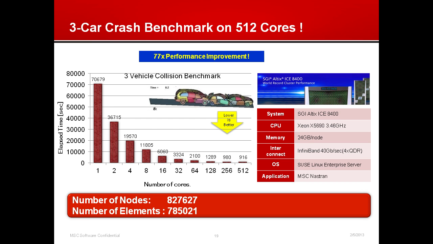This is a three-car crash model. This model is about 800,000 nodes and 780,000 elements. We ran this job on an SGI IS8400 machine, up to 512 cores. As you can see, we got excellent scalability going from a serial processor to 512 cores, and you can get 77 times performance improvement running it on 512 cores.